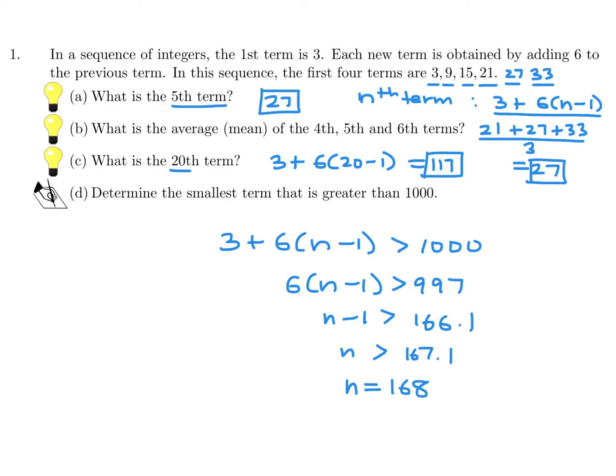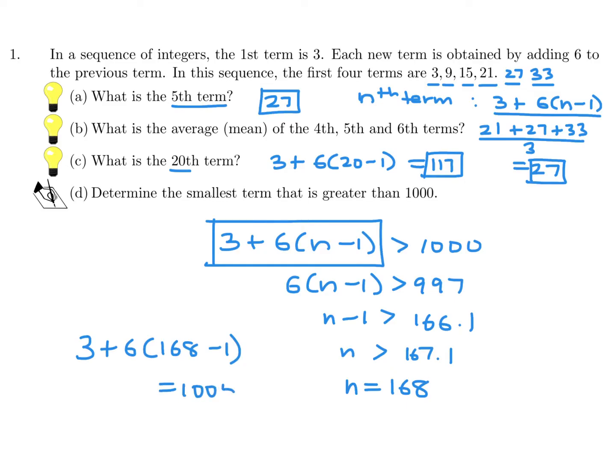But we're not done. We've got to figure out the term. The term, therefore, would be 3 plus 6 times 168 minus 1. And that is 1005.